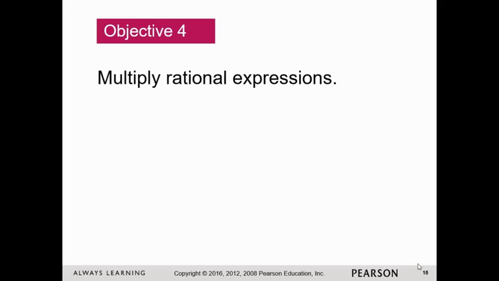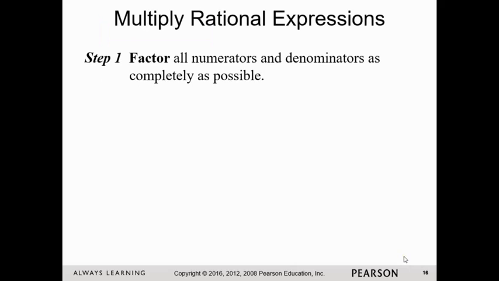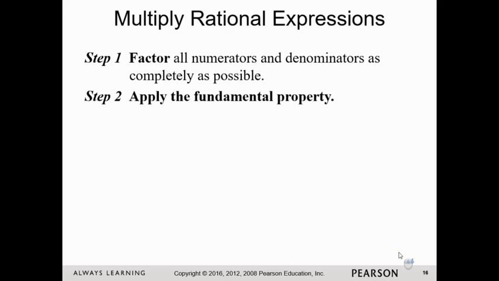So here we are, Objective 4, multiply rational expressions. The first step here is to factor all numerators and denominators as completely as possible. We did that before in the previous objectives. In order to reduce these things, we have to factor them because we want to cancel out any common factors between the numerator and the denominator. And that's what we're talking about when we apply the fundamental property.